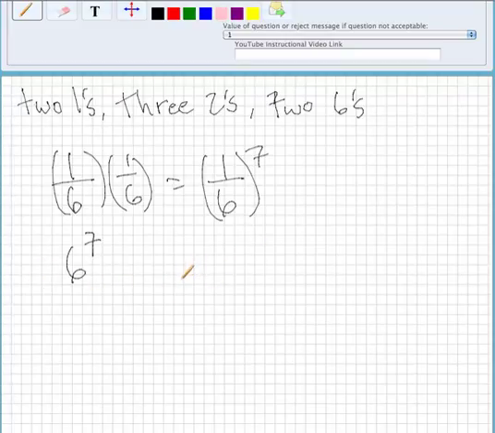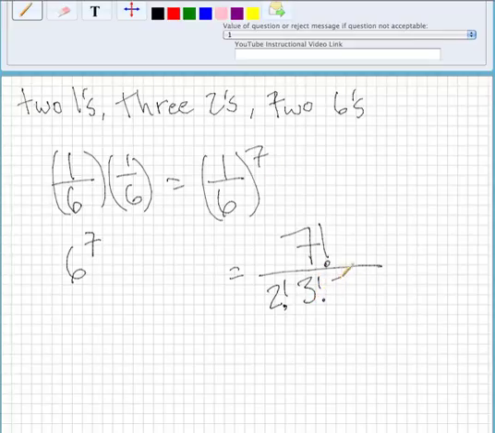So now we need to figure out how many ways, how many combinations of 2 1s, 3 2s, and 2 6s we can have. To find that, we're going to use our formula: 7 factorial over, there's 2 1s, so 2 factorial, times 3 2s, so 3 factorial, times 2 6s, so that's 2 factorial again.